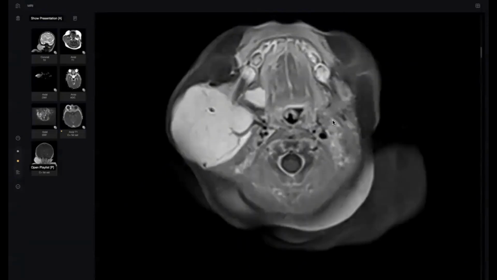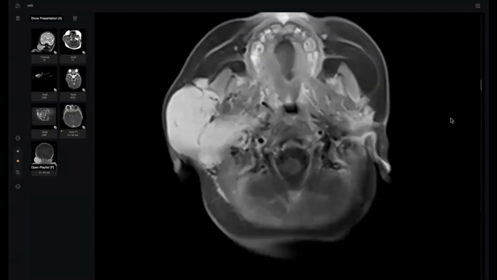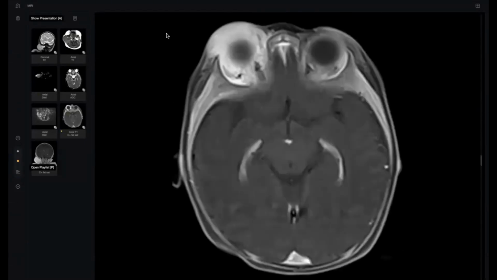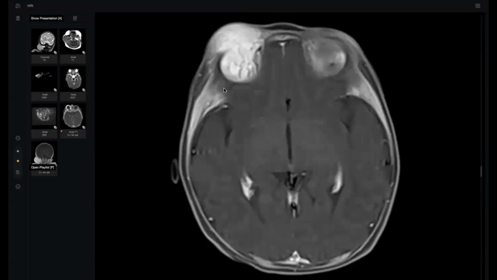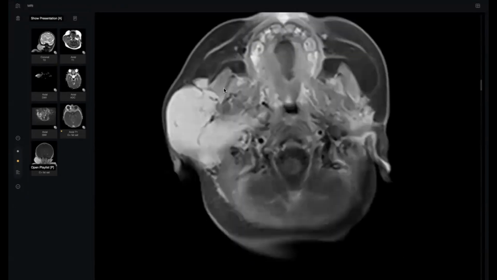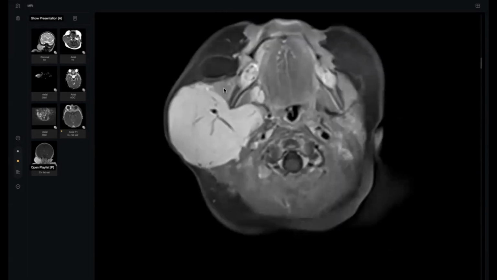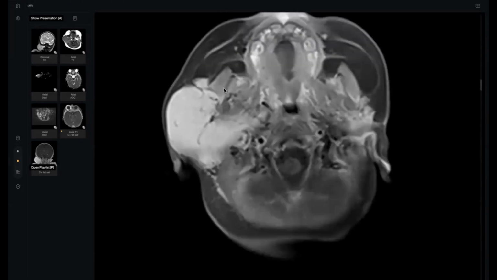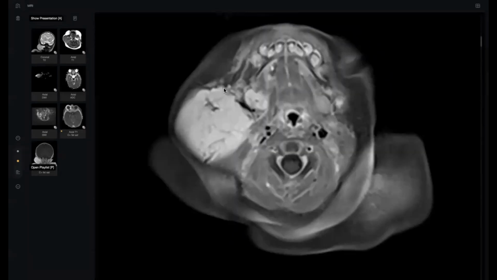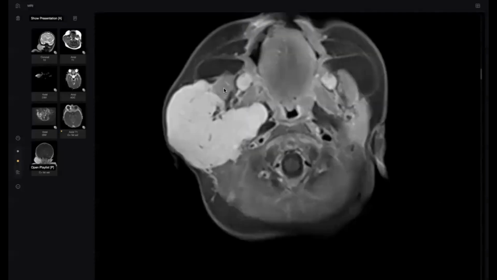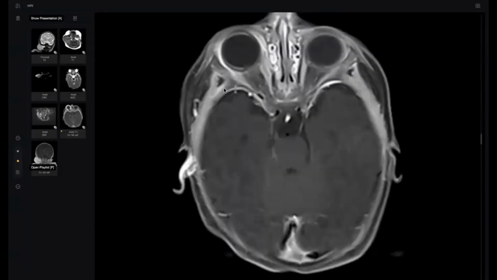This is a large mass in the parotid and a much smaller similar mass in the right orbit, intraorbital, extraconal, extraocular. Both of them show multiple signal voids. What comes to your mind? Hemangiomas, hemangioendothelioma, like this. At least this is a benign tumor. Search for signal voids. This is a hemangioma or hemangioendothelioma.